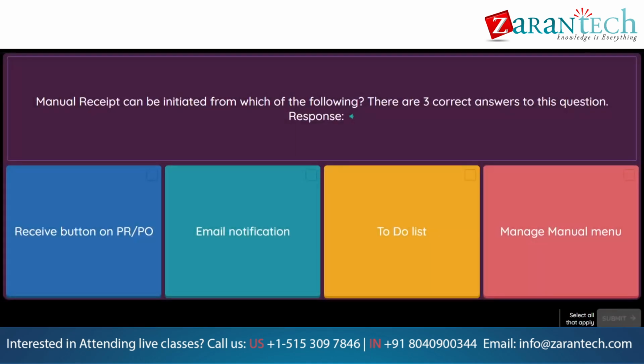Question: manual receipt can be initiated from which of the following? There are 3 correct answers to this question. Response: Option 1 Receive button on PR/PO. Option 2 Email notification. Option 3 To-do list. Option 4 Manage manual menu.